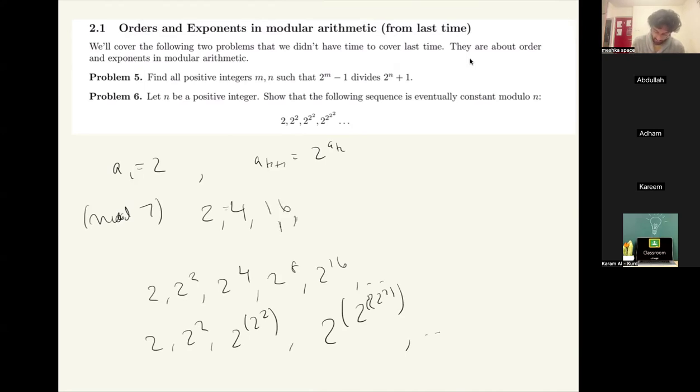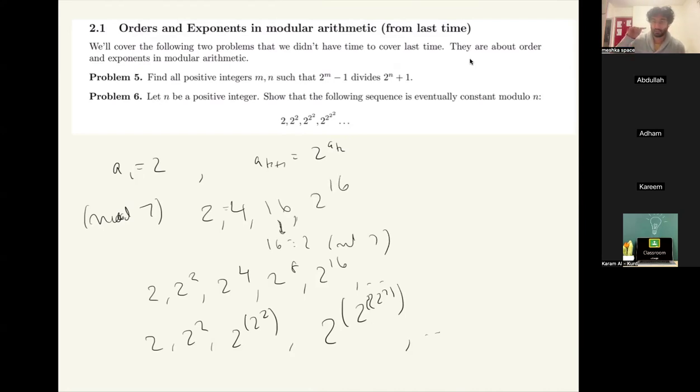16 is basically 2, so it repeats. Why 16, 2? Because 16 minus 2 is equal to 14, and 14 is divisible by 2. So 16 is congruent to 2 mod 7, but what's the next term? It's 2 to the power of 16.